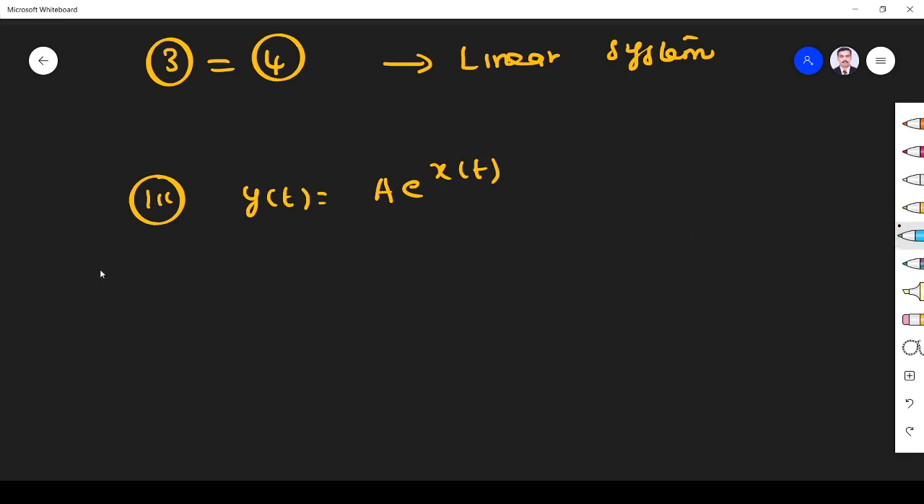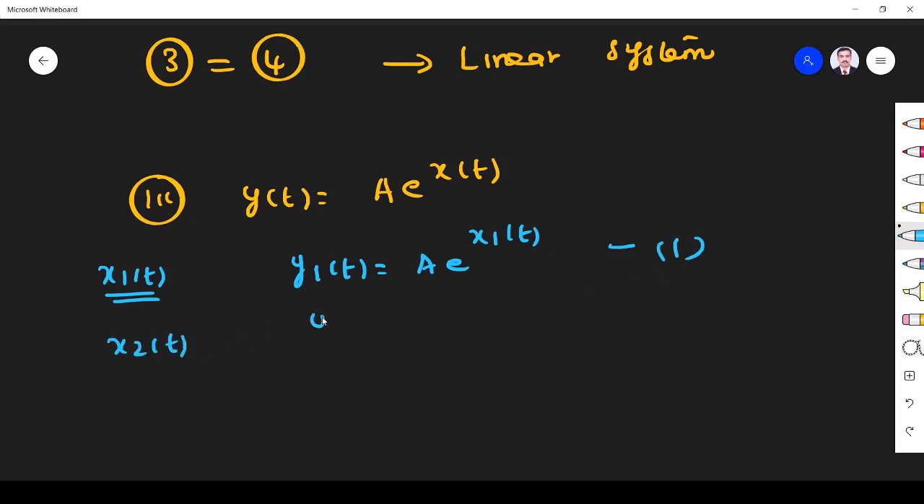First I apply input x1 of t. For that, what is my output? y1 of t is a into e power, where I have input, the input is x1 of t. Equation number 1. Next I apply input x2 of t. So output is y2 of t, a into e power x2 of t. This is equation number 2.